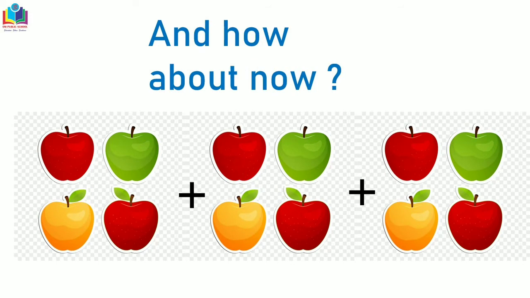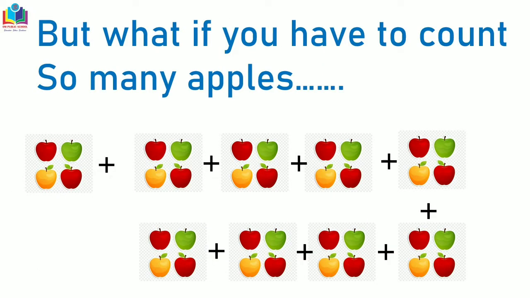Okay, how about now? Can you still count and tell me quickly how many apples are there? Well, yes, many of you can tell me very easily that there are 12 apples. You have to still count. But what if you have to count so many apples? 1, 2, 3, 4, 5, 6, 7, 8, 9, 10, 11, 12, 13, 14, 15, 16. Oh my god, so many apples are there.